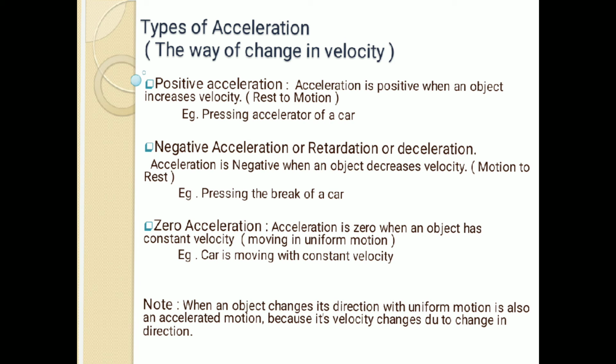Is it clear? One question you may get in types of acceleration: in a uniform motion the acceleration will become dash. What does it become? Acceleration will become zero. Keep in your mind, for an object moving in uniform motion, acceleration will become zero. Is it clear? I hope the concept of types of acceleration and acceleration is clear.